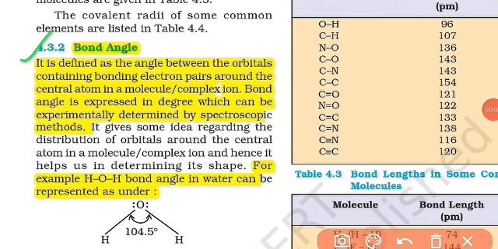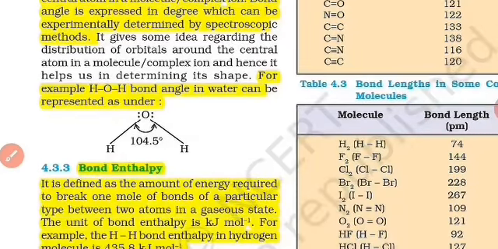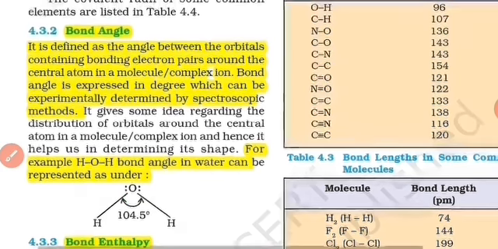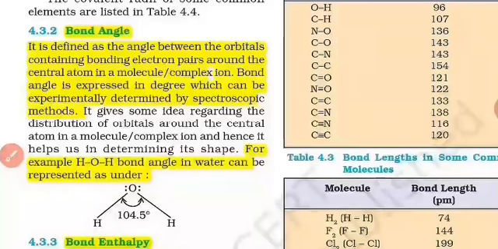Now the next parameter is bond angle. Bond angle, as the name implies, is the angle between two bonds in a molecule. It can be shown for the water molecule. Here oxygen is the central atom. So around this oxygen, the angle between the two OH bonds is known as the bond angle, and it can be defined as the angle between the orbitals containing bonding electron pairs around the central atom in a molecule or complex ion. It is expressed in degrees and it can be experimentally determined by spectroscopic methods.